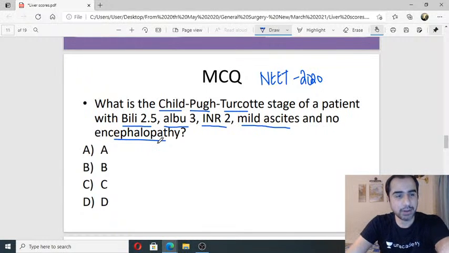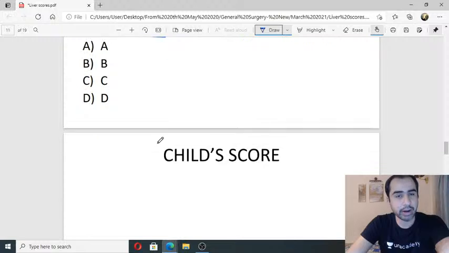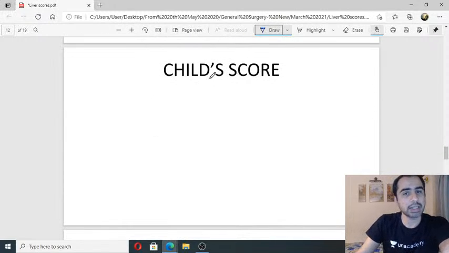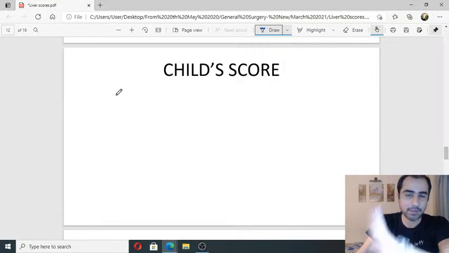All right, okay, I will give you the answer. Let us first try to get a grip on what the Child score is. First things first, what are the components of the Child score? There are 5 components.